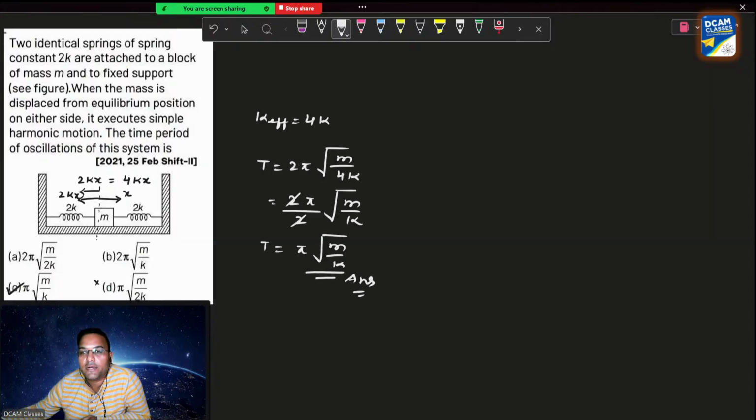If you are wondering why I applied the formula, the formula that I am using is T is equal to 2 pi root over m by k effective. Simple one.